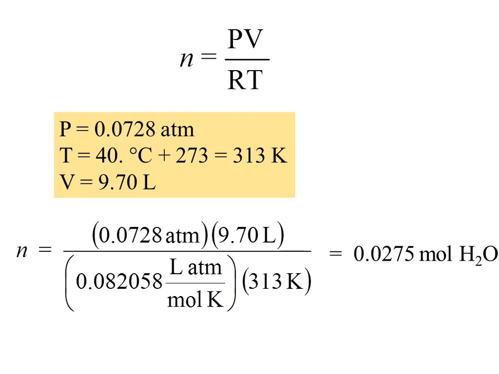Okay. So using the molar mass of water, we take the moles that we came up with, the 0.0275 moles times 18.02 grams per 1 mole to get a mass of 0.495 grams.